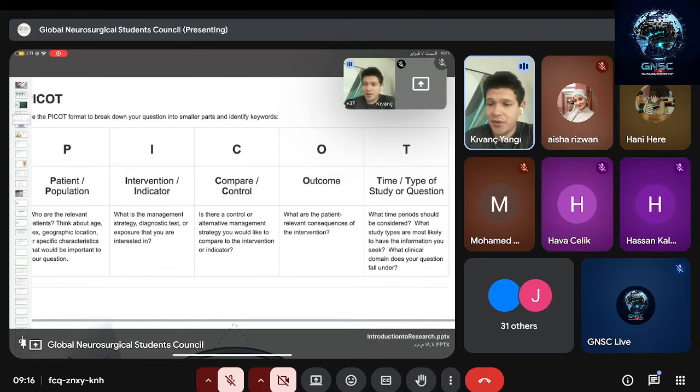Yeah, sometimes they formulate the question as PICOT instead of PICO. So what's the T? T is type of study or question. What time periods should be considered? What study types are most likely to have the information you are seeking? What clinical domain does your question fall under? Next slide, please.